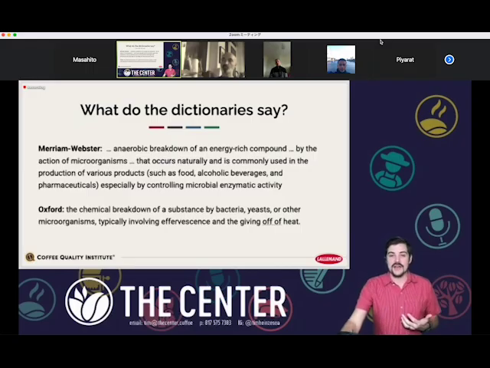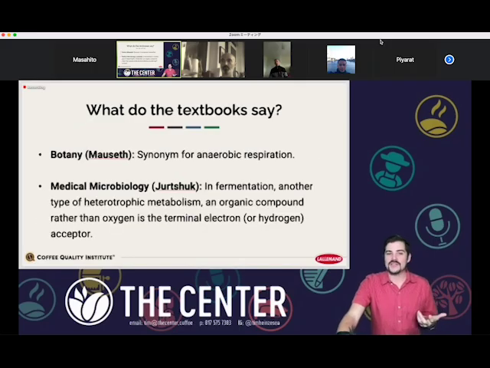And we see some semblance, in both of these instances, pointing to different types of byproducts. So we see effervescence as kind of CO2 production. We see giving off of heat. We also do see, in the production of various food products, that there's some influence here to different byproducts. But what do the textbooks say?